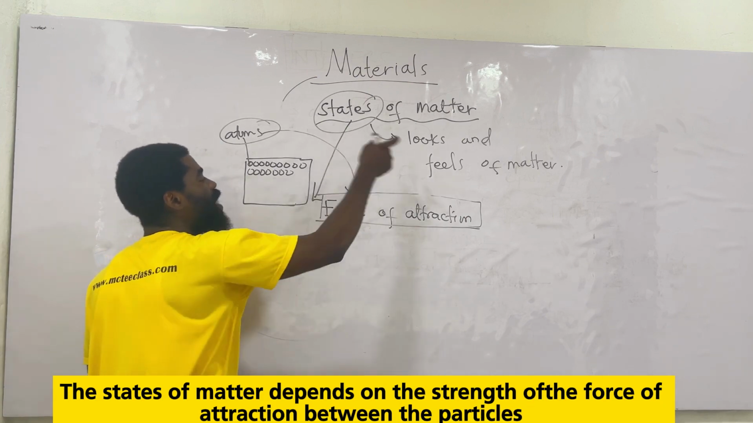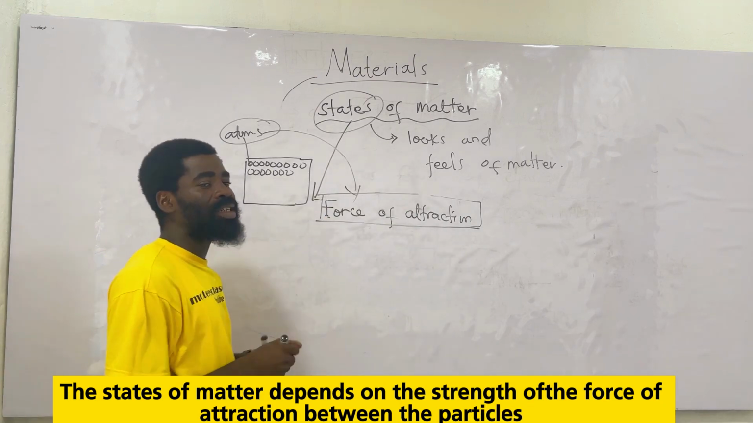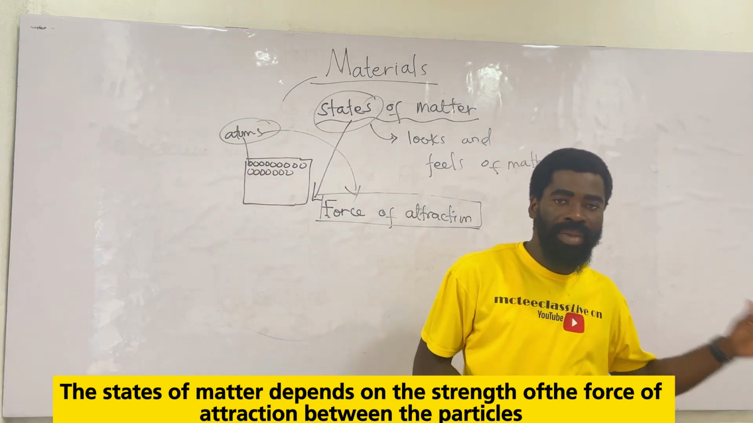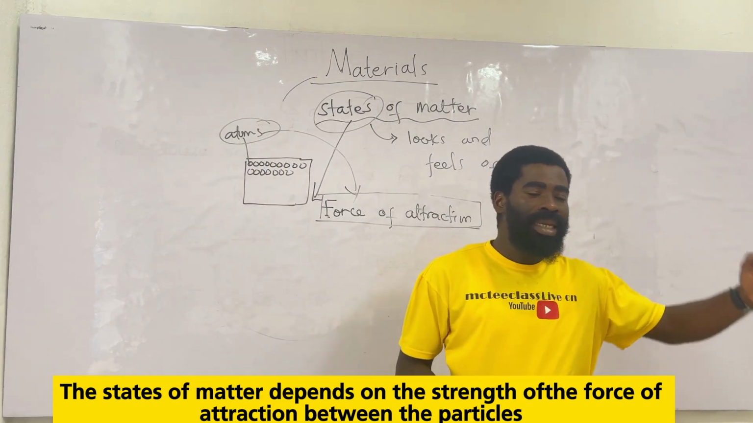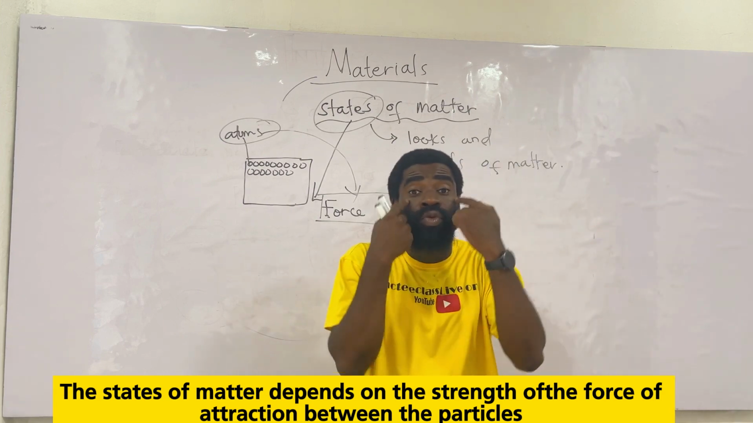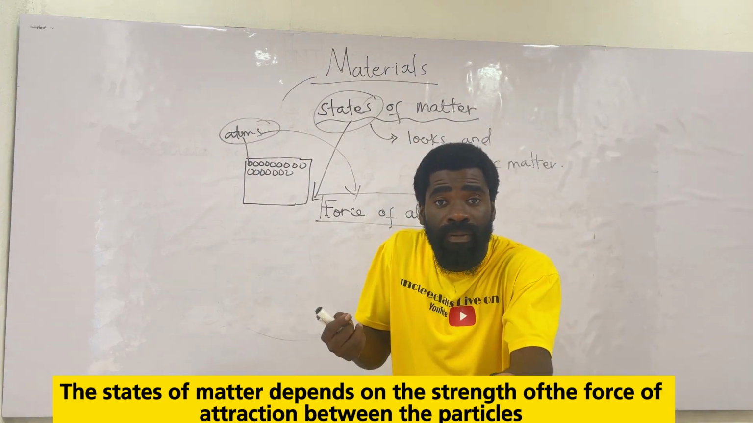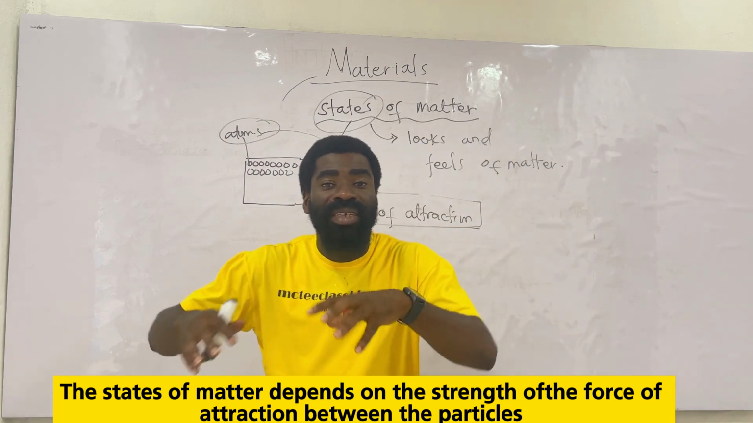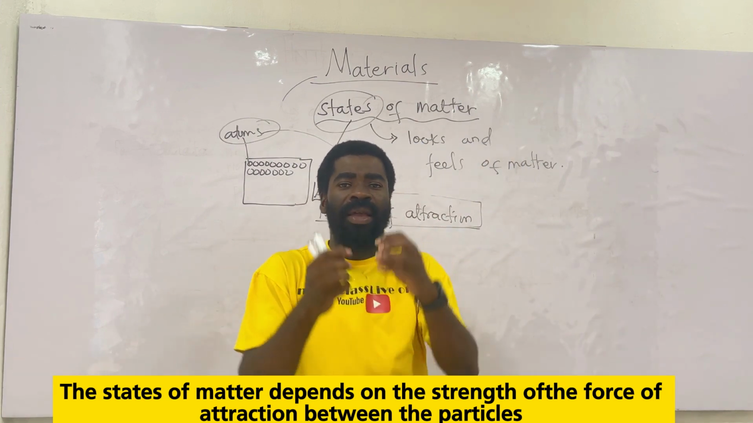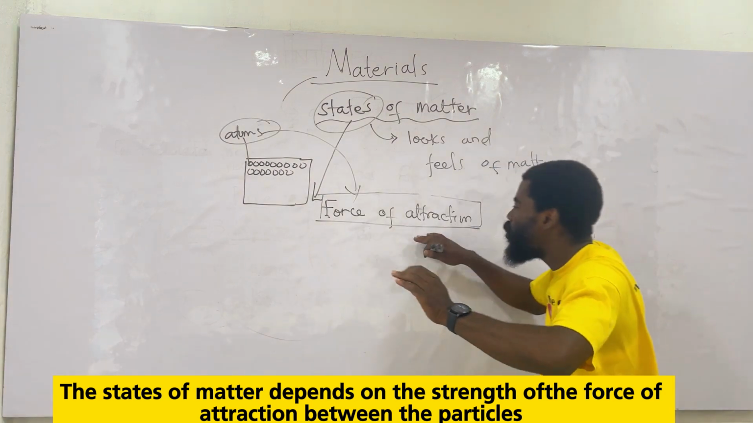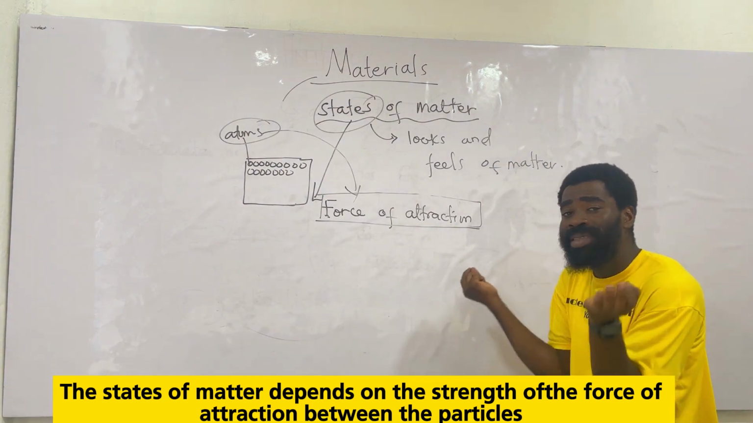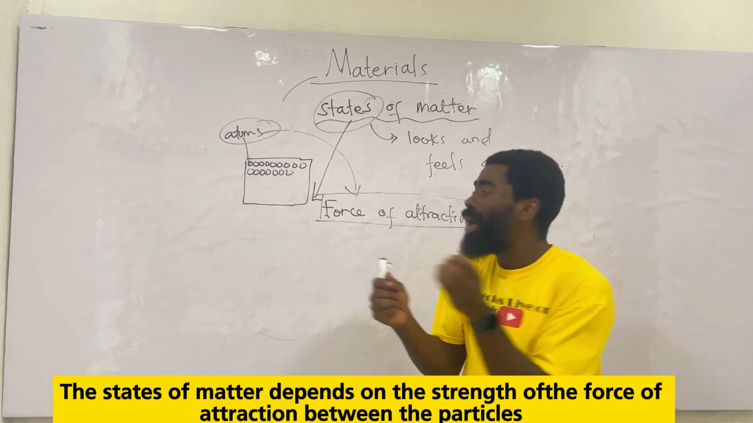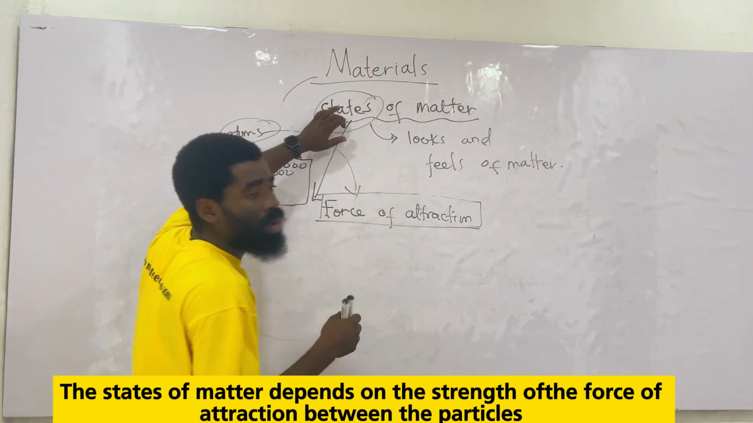So the state of any matter is determined by the strength of the force of attraction between the particles. Get it? So the state of matter, how it will look, how it will feel. You look at this and this one feels hard, this one feels soft, this one you can't even see. That is based on the force of attraction holding the particles. Because if they are both packed, how are they packed? That tells us the state.